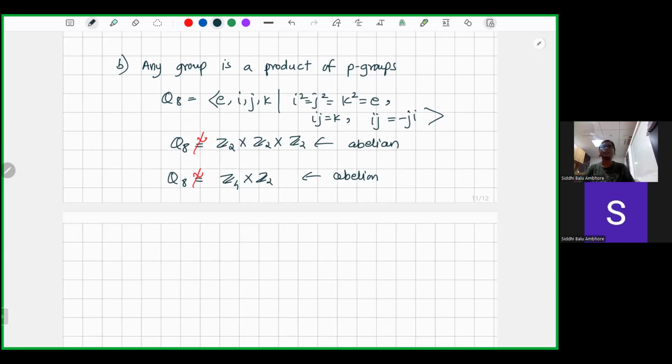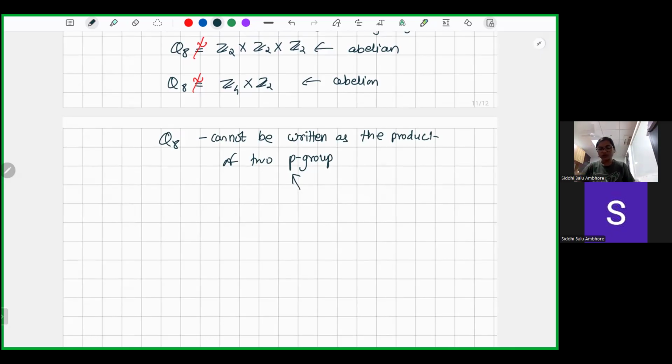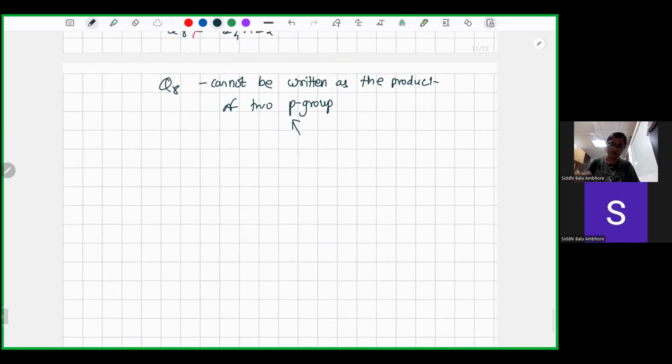So understand that Q8, this quaternion group, cannot be written as the product of two P groups. We will again come back to this tomorrow. We will also be having a session tomorrow. So we'll come back to this tomorrow again if there is any ambiguity in this.